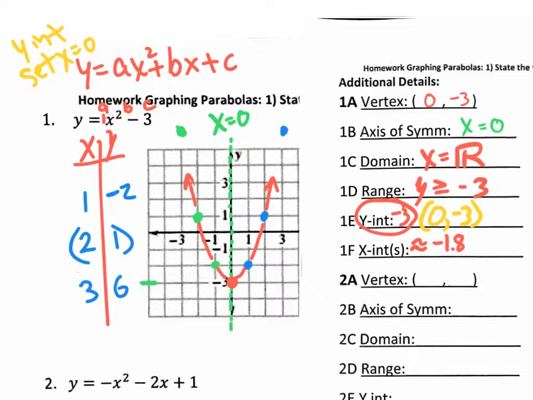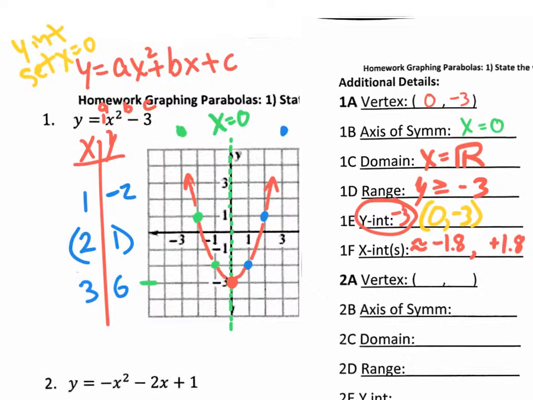And then what else? Is there another one? Yes, it crosses over here as well. What would that be? 1.8. Positive 1.8, right? Roughly, all right? So we could say -1.8 and positive 1.8. These are just approximations, okay?